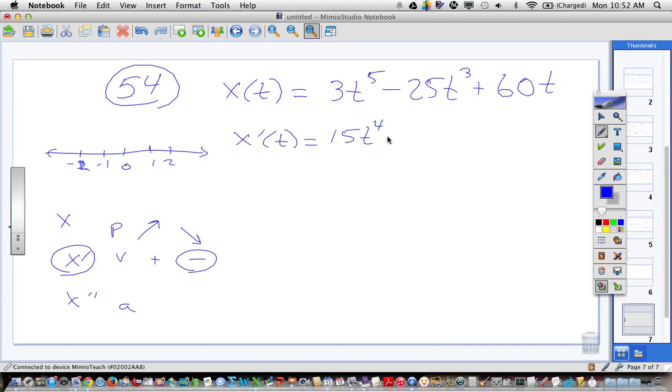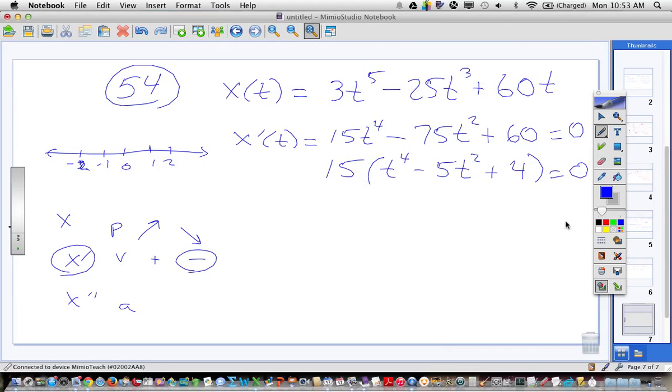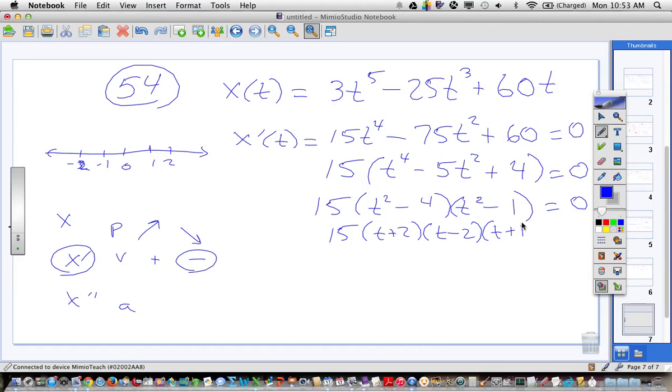15t to the 4th minus 75t squared plus 60. We set that equal to 0. We can factor out a 15. This is possible for the quiz. You might have to do this kind of algebra without a calculator. This does factor. It looks kind of strange because it's got the t to the 4th, but if you look carefully at it, this would be t squared, t squared. This would be -4, -1. And then those break down even more. So we get t plus 2, t minus 2, t plus 1, t minus 1.